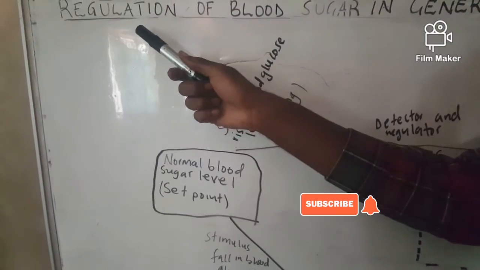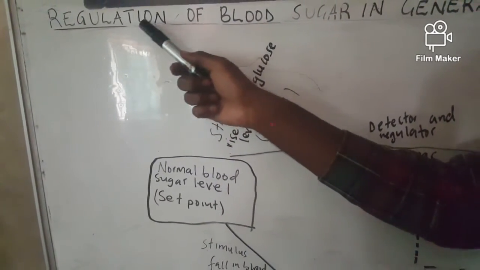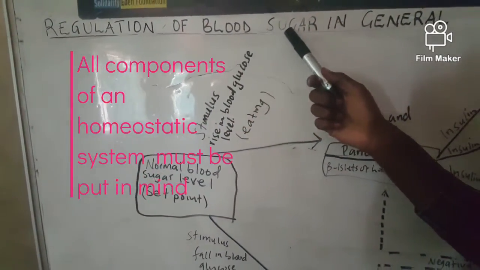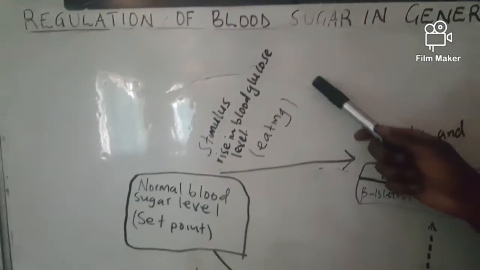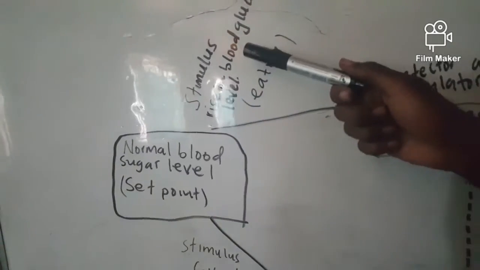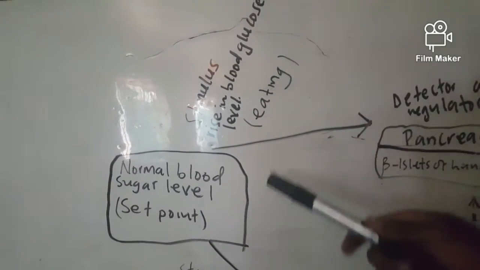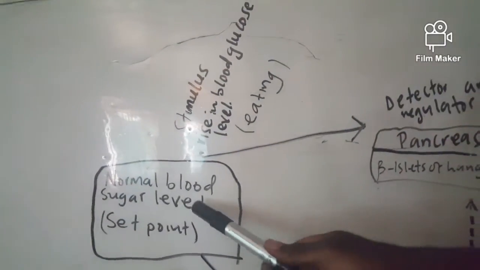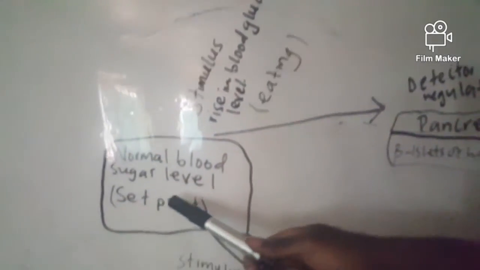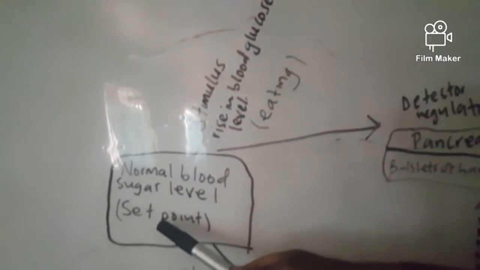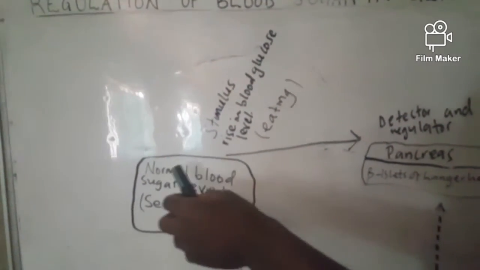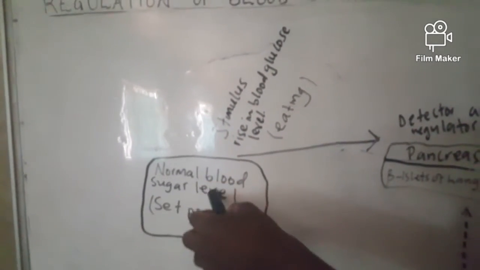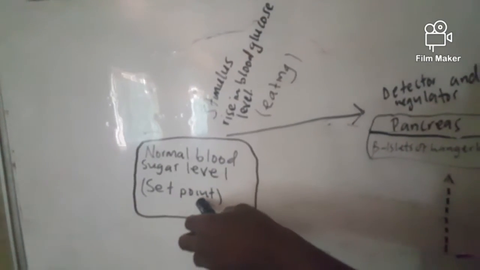Let's go on and look at regulation of blood sugar in general. We've been looking hormone per hormone, but now let us combine all. So I'm going to start from here, and we are going to involve in the mechanism the components of a homeostatic system. Now this is the normal blood sugar level, otherwise the set point.